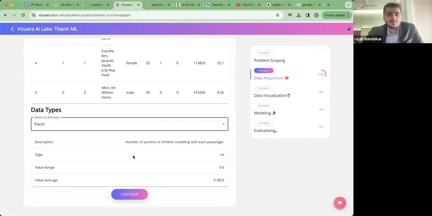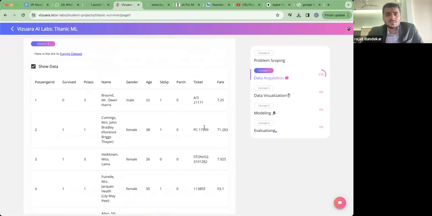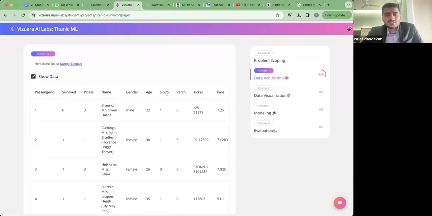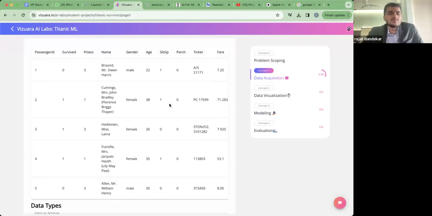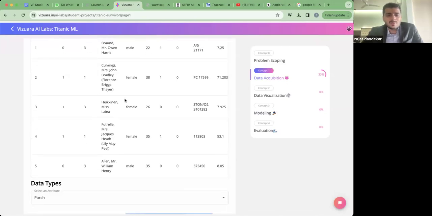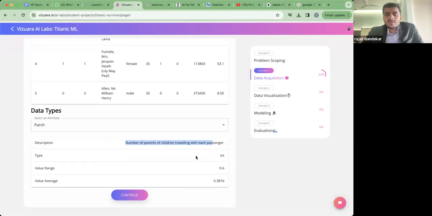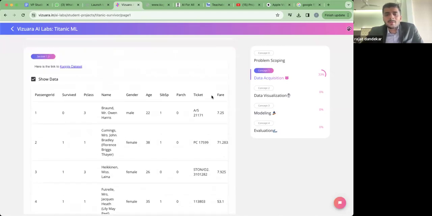Then Parch. Parch is the number of parents or children traveling with each passenger. So here you can see Parch is 0 for almost all of these 5 entries. But the data set is actually quite big. So we have around, I think, more than 1,000 or 2,000 odd data points. Here for display, we have mentioned only 5. So here it ranges from 0 to 6.